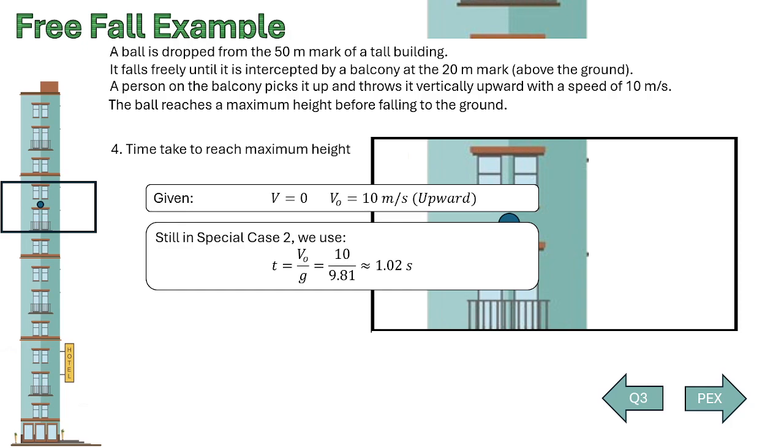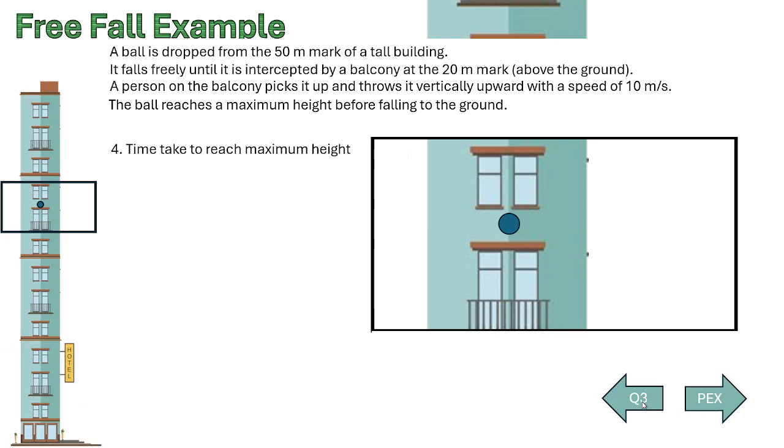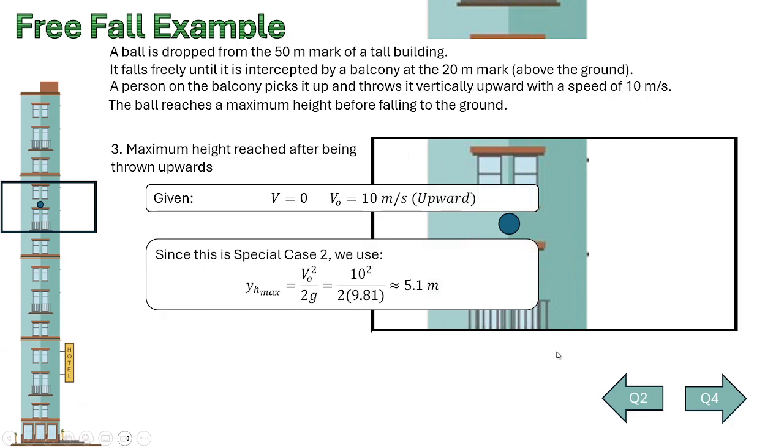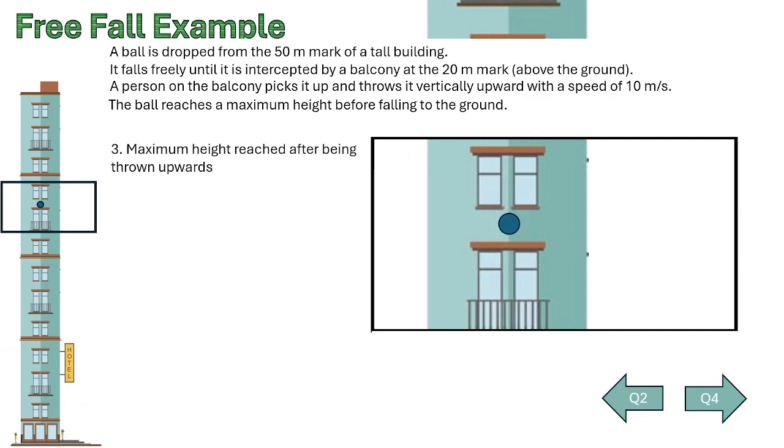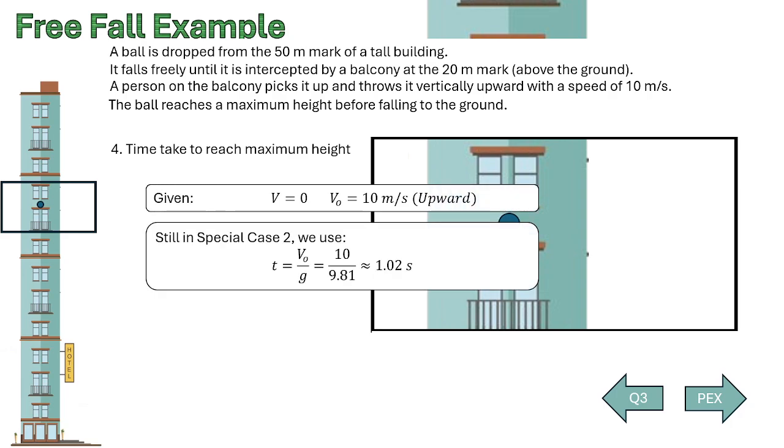But remember, let's go back to the question. Here we have the time taken to reach the balcony to be 2.47 seconds. Using 9.81 as the acceleration for our ball during this moment, it only took 2.47 seconds to travel 30 meters down, while it took 1.02 seconds to reach 5.1 meters.